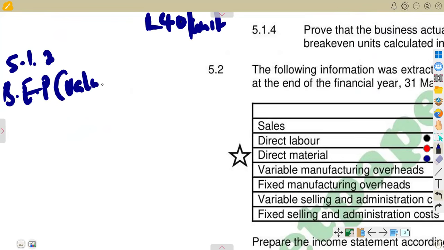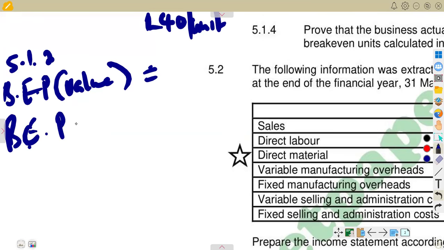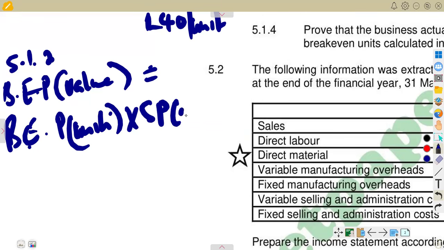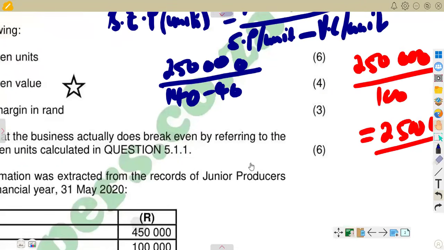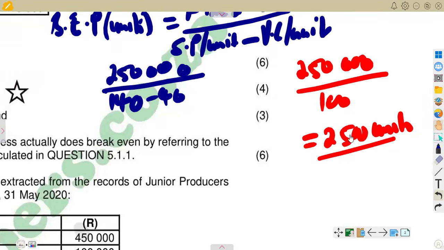is a value. The formula that we can use there is: break-even point in value is equal to break-even point in units, then we multiply by the selling price per unit. Simple as that. So break-even point in units, remember, that's the figure that we got there. It is 2,500 units.